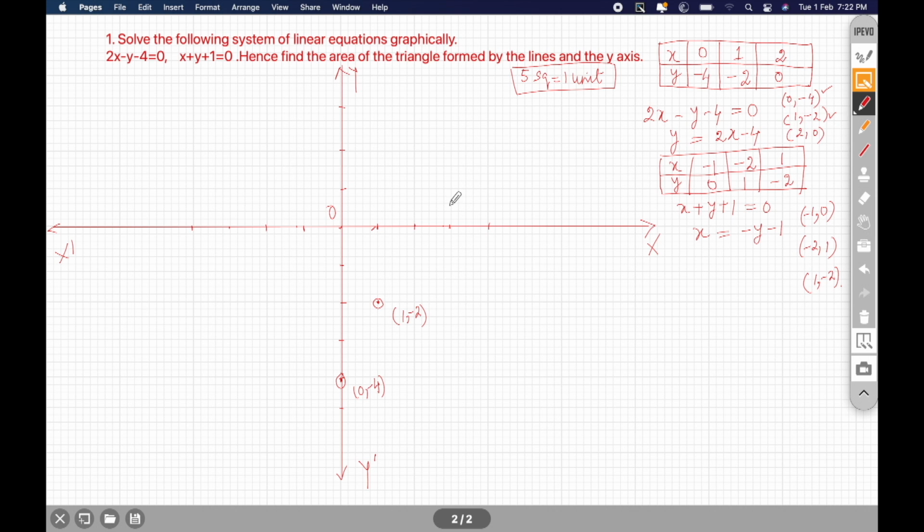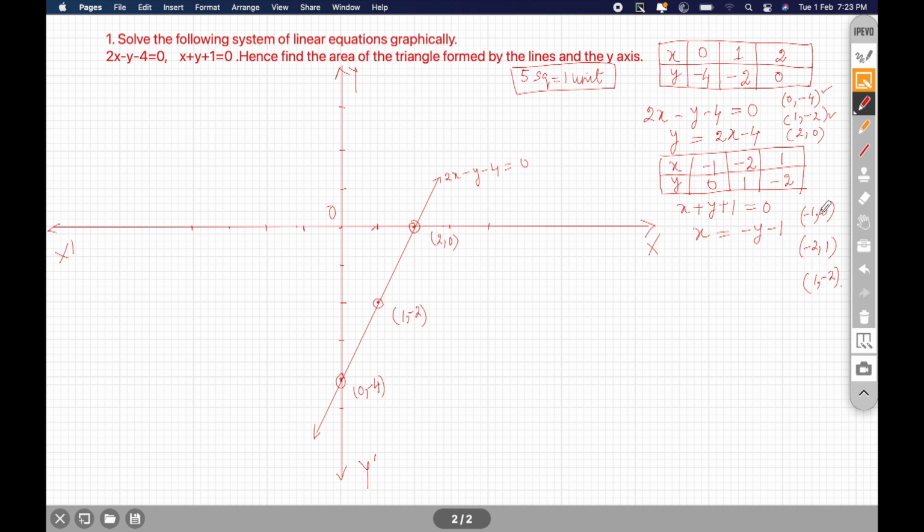Next we have (2, 0). So this is 2 in the x-axis and 0 for the y-axis. So the point will remain in the x-axis itself as the y-coordinate is 0. Now let us join these 3 points with a ruler and a pencil. Let us extend the line and give arrowheads. So this is the graph of the equation 2x - y - 4 = 0.